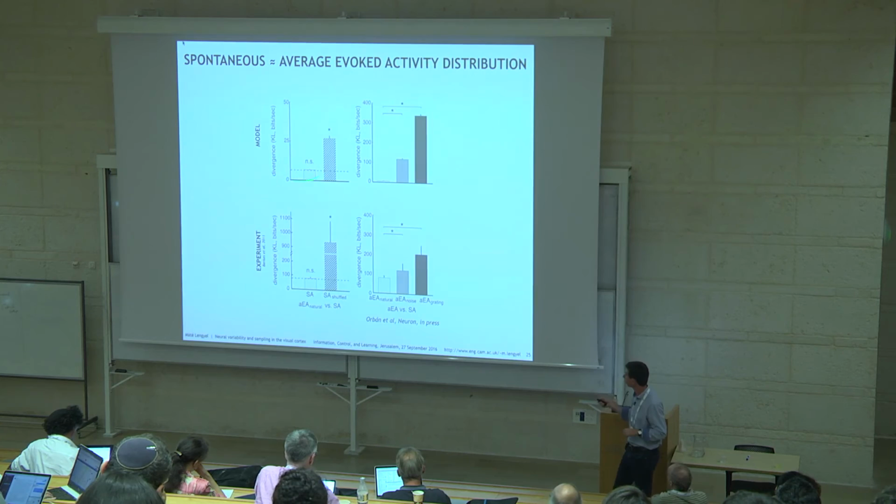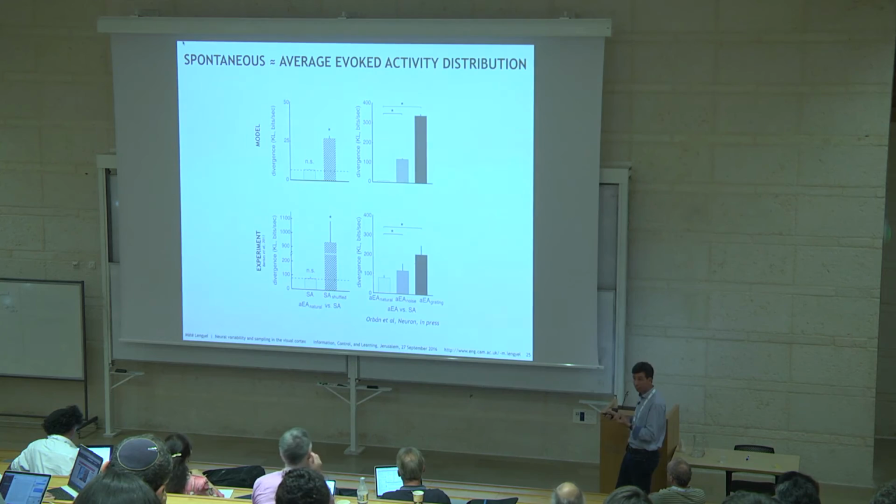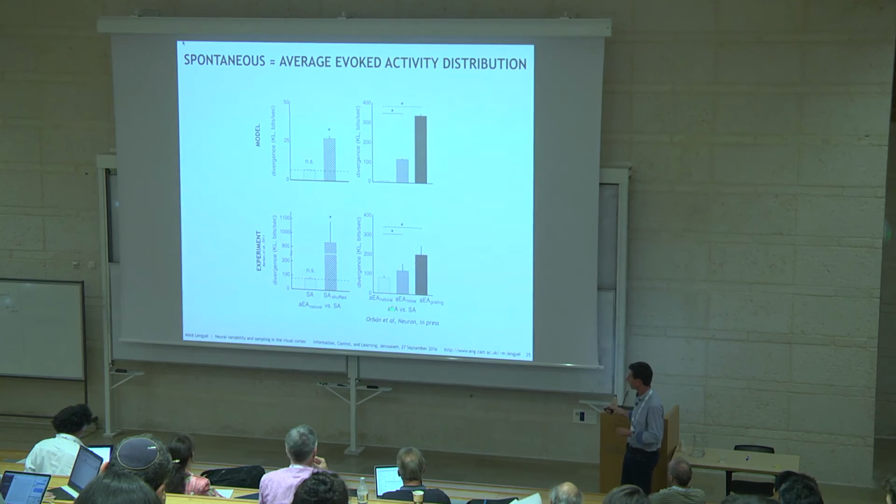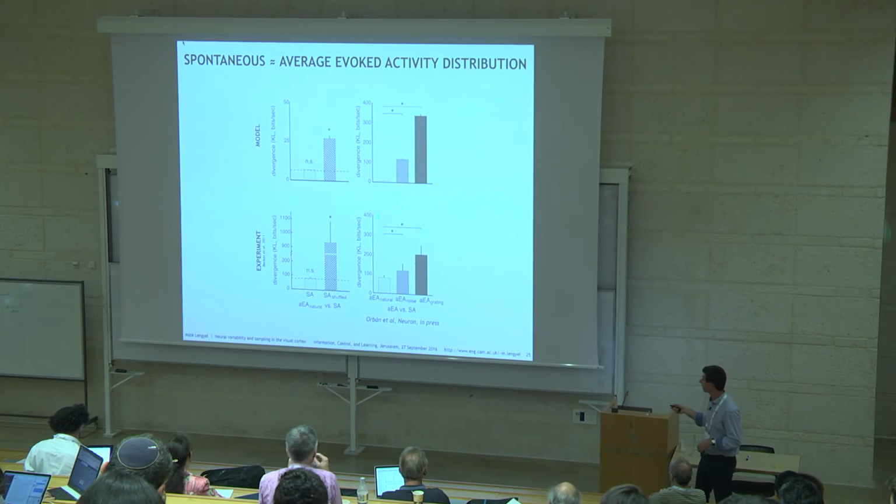On the other hand, if you compare evoked activity to the shuffled, the firing rate control maximum entropy model, then the match doesn't exist anymore. And again, this is just comparing what happens if you use different artificial stimuli to evoke activity in the visual cortex. Both in the model and in the experiments, you get the best match when you use natural images and not when you use different sorts of artificial images.